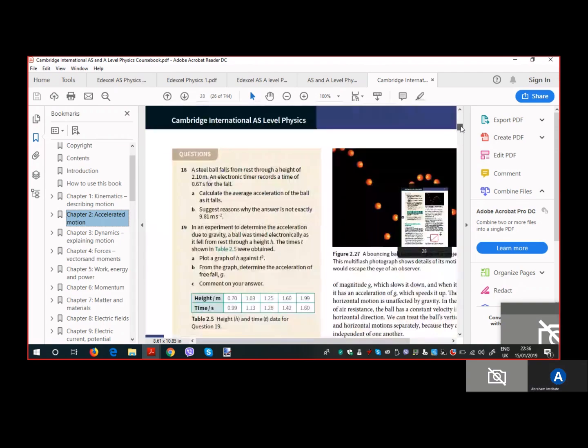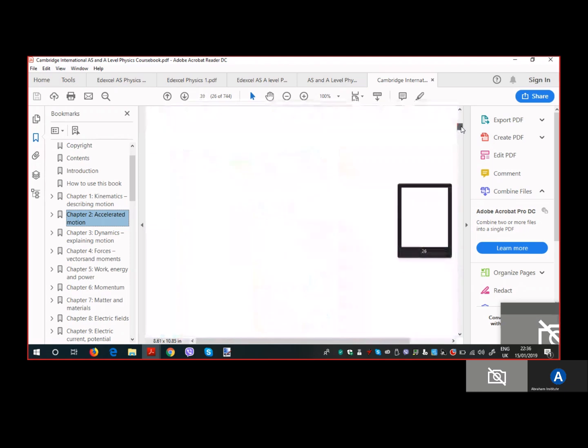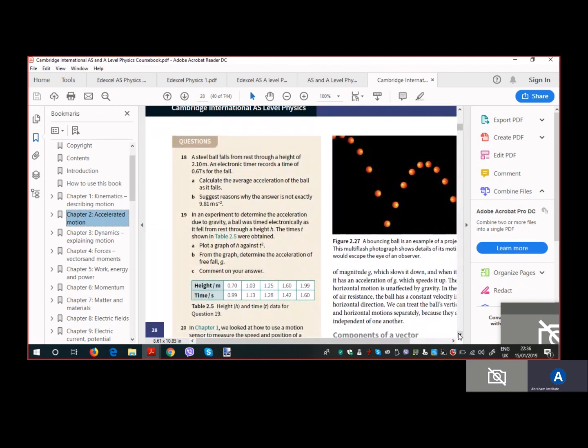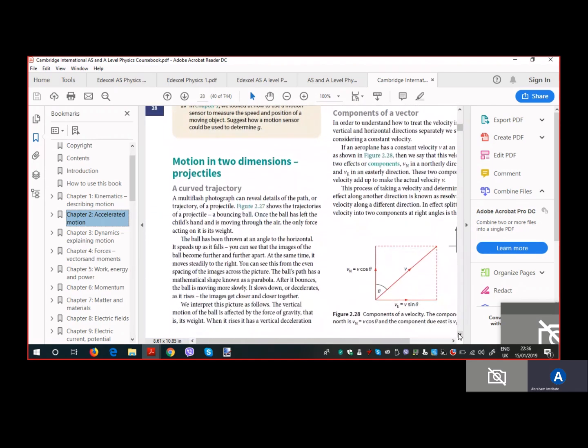Sir, in a displacement time graph, what's the area? No, there's nothing about that. It doesn't have a quantity.